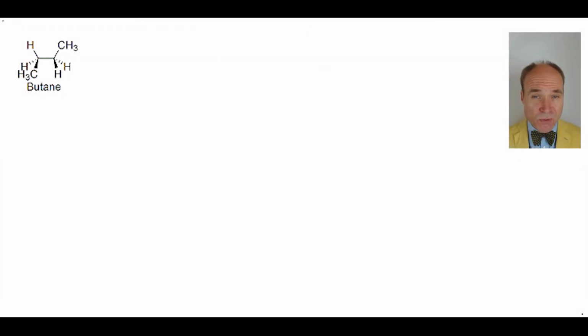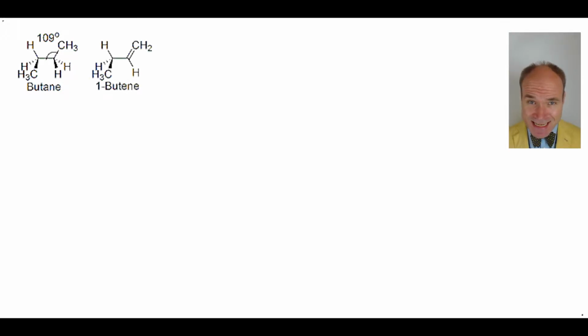We know that butane has 4 sp3 carbons, so the angle at each carbon is 109.5 degrees. But when considering butene with 2 sp3 carbons and 2 sp2 carbons, the second carbon at the sp2 center has an angle of 120 degrees.